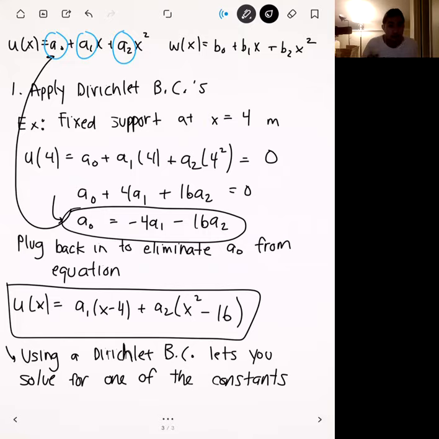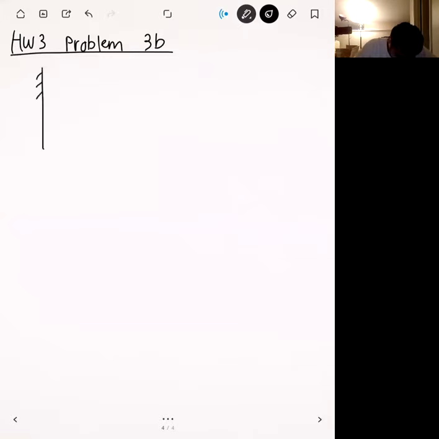Okay, so let's do an example now that showcases this process. Let's do homework problem 3b. This is homework 3, problem 3b. In this problem we have a tapered rod. All tapered means is that the area is decreasing as a function of x. Our left side of the rod right here is going to be at x is equal to 0. And then on the right side, we have x is equal to L.